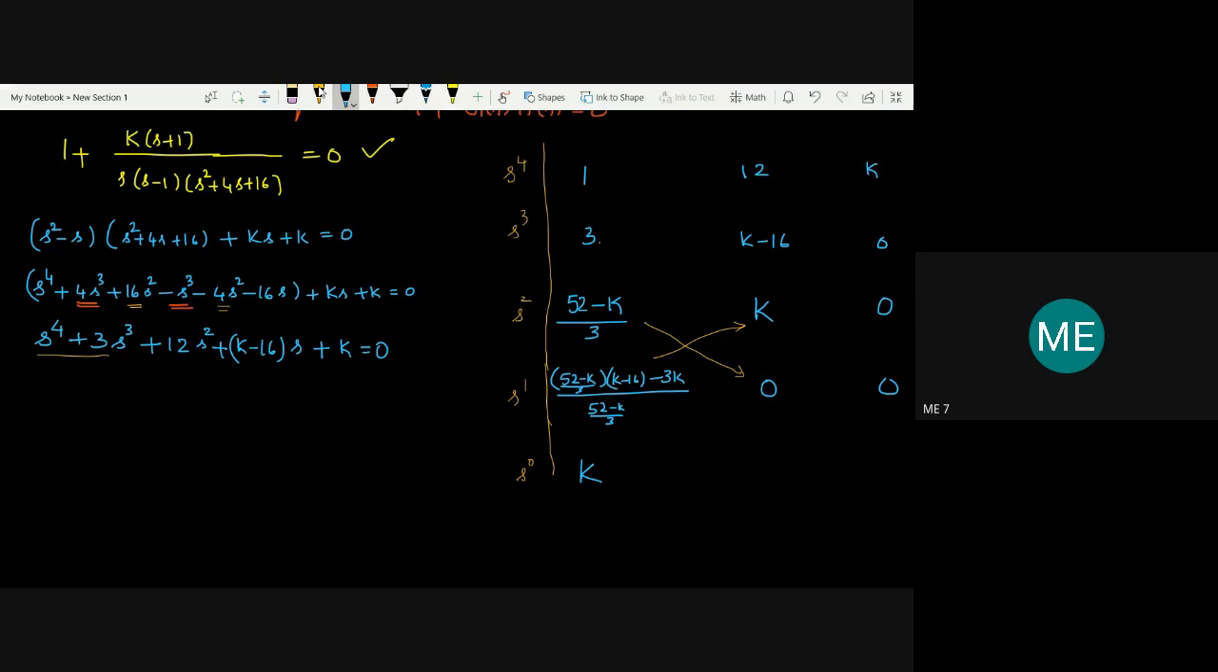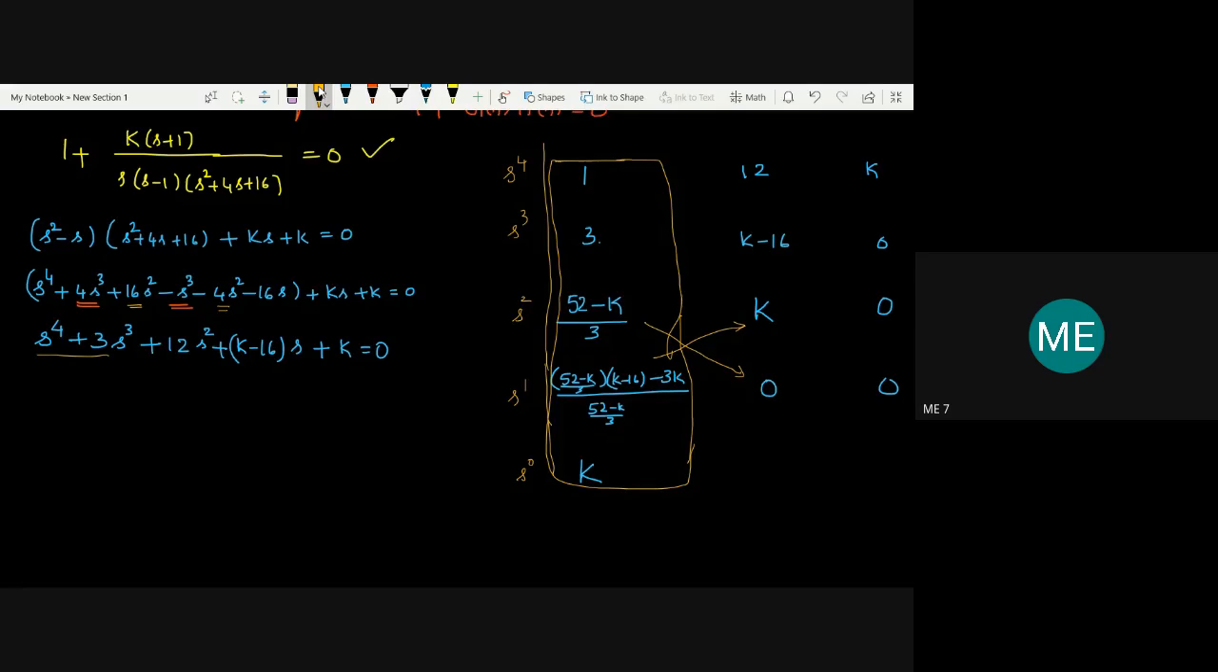Okay. So now if you look at this according to the Routh's array, the necessary and sufficient condition is that the first column elements should have the same sign. Means plus 1, plus 3. So this also should be positive, this also should be positive, this also should be positive. So based on that we can write the range of k values.